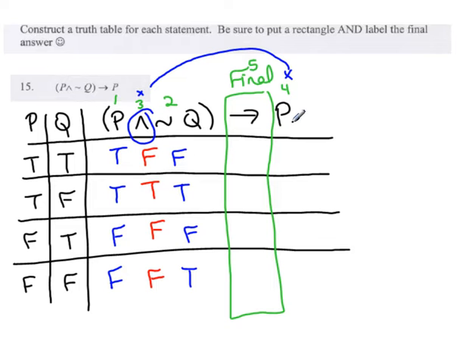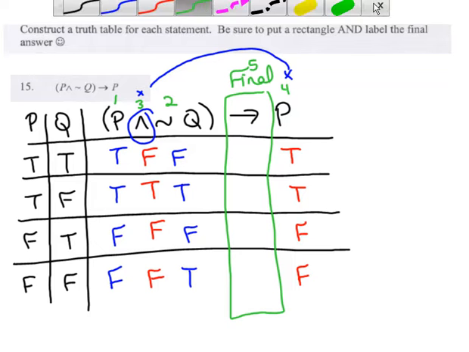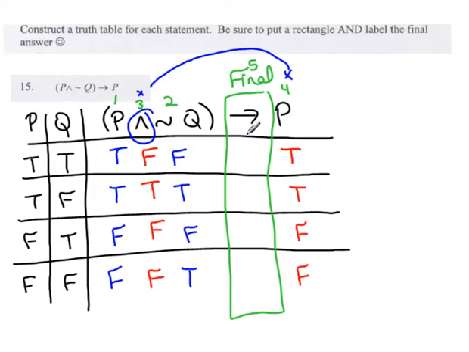The right side only has column P, that would be true, true, false, false. And now you're ready to evaluate the final, and the final is the conditional. So we haven't had a chance to review the key for the conditional. If you recall, the key for the conditional is true, then false is false, all else is true.